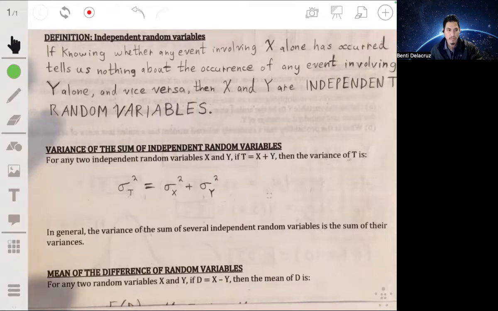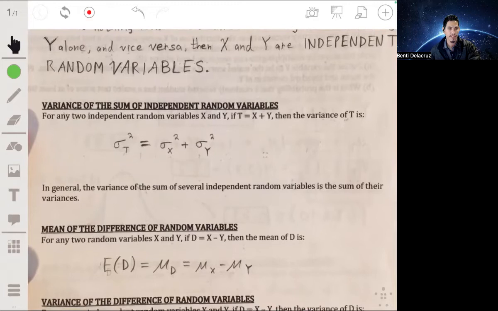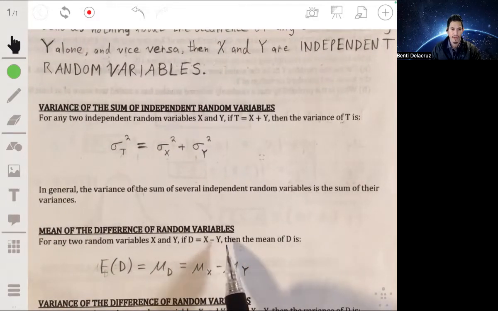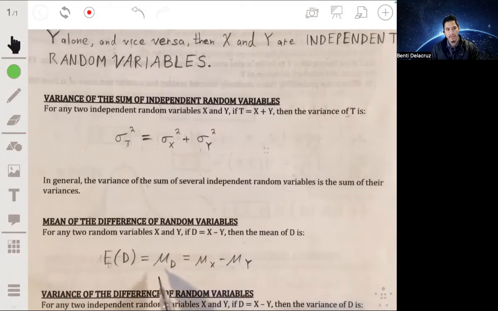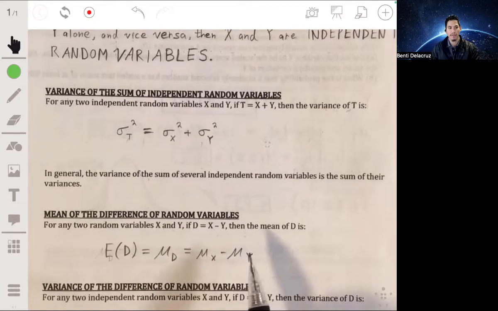Now, the difference of random variables. Let's say we have another variable d that's equal to x minus y. Then the mean of the difference d, or the expected value of d, will be equal to the mean of x minus the mean of y.